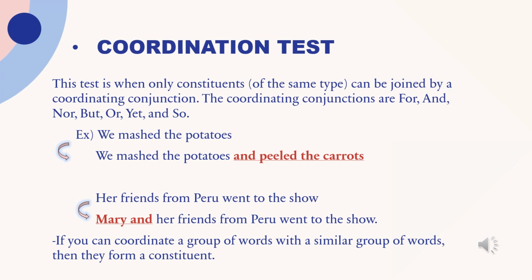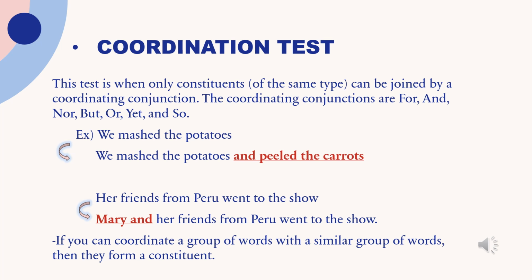Then we have the coordination test. In this test, only constituents of the same type can be joined by a coordinating conjunction, which are for, nor, and, but, or, yet, and so. Like in this example: we mashed the potatoes. We also can add to it: and peeled the carrots. Then we will have: we mashed the potatoes and peeled the carrots.